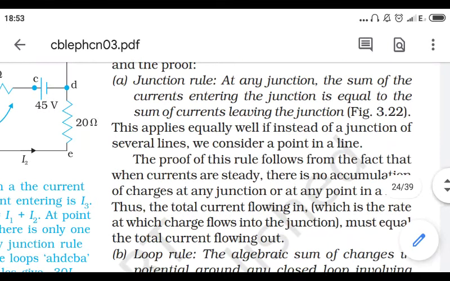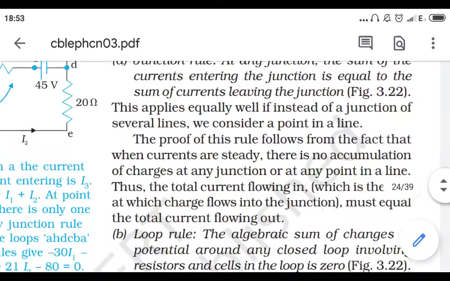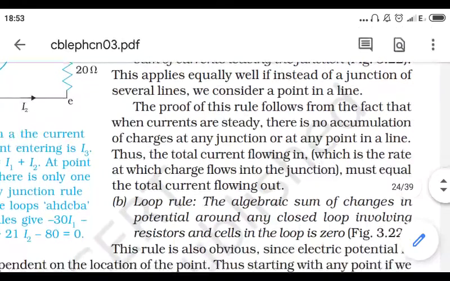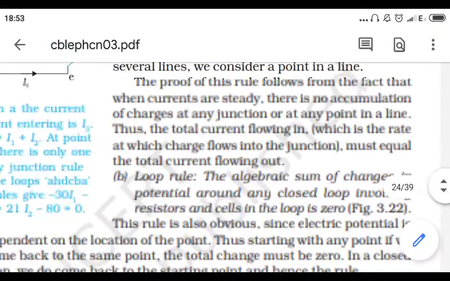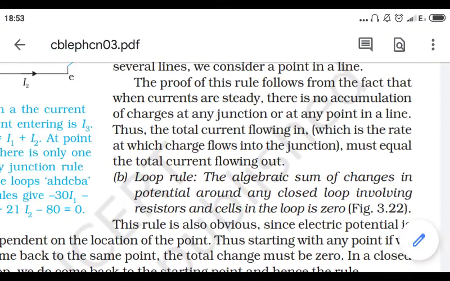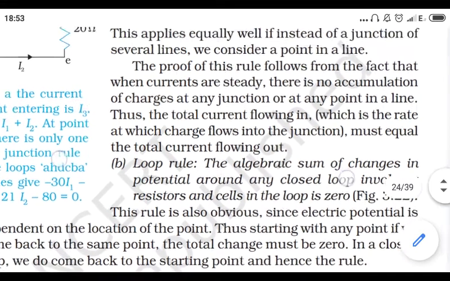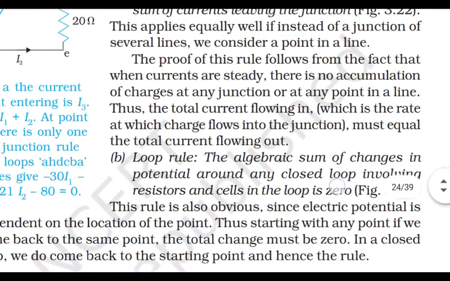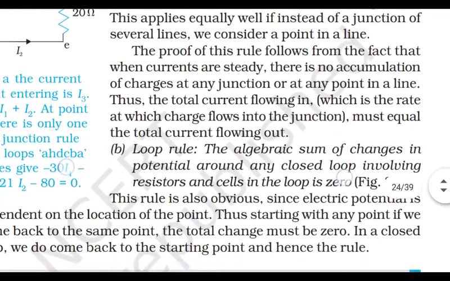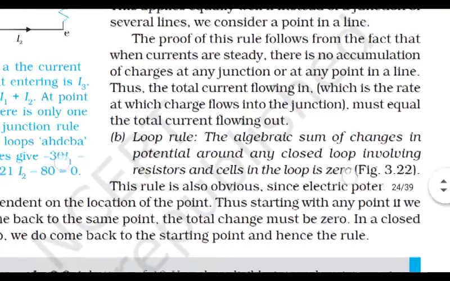This applies equally if, instead of a junction of several lines, we consider a point in a line. The proof of this rule follows from the fact that when currents are steady, there is no accumulation of charge at a junction or at any point in a line. Thus, the total current flowing into the junction must equal the total current flowing out. In simple terms, total current flowing in must equal total current flowing out.